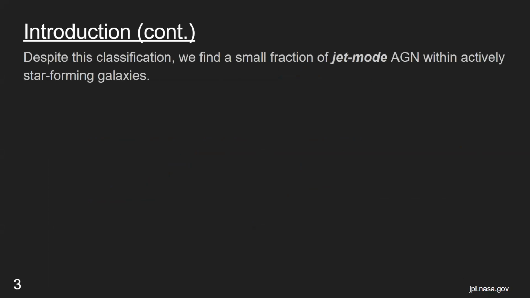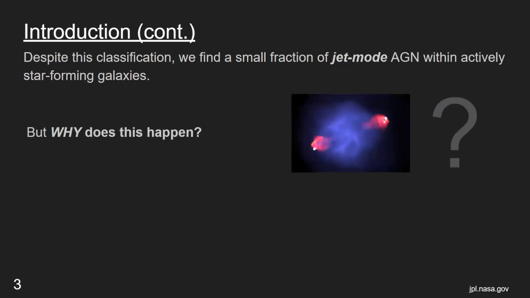All right, so that introduces the question that we now find. Despite this classification, there is actually a small fraction of jet mode AGN within actively star-forming galaxies. So that means that there's this new type of AGN with these powerful jets that are found in the younger galaxies, and this is typically not the case. So the goal of this project is to try to determine the cause of this. All right, so why did this happen?